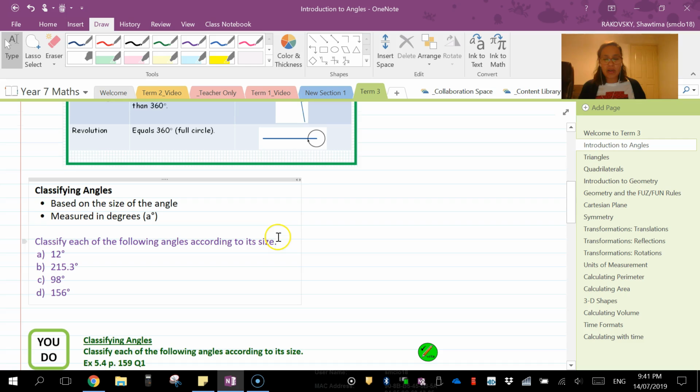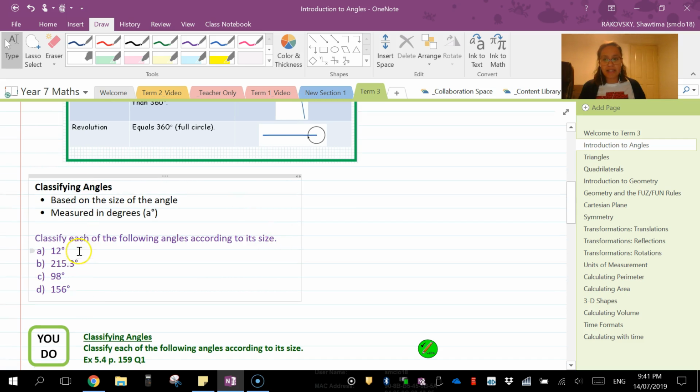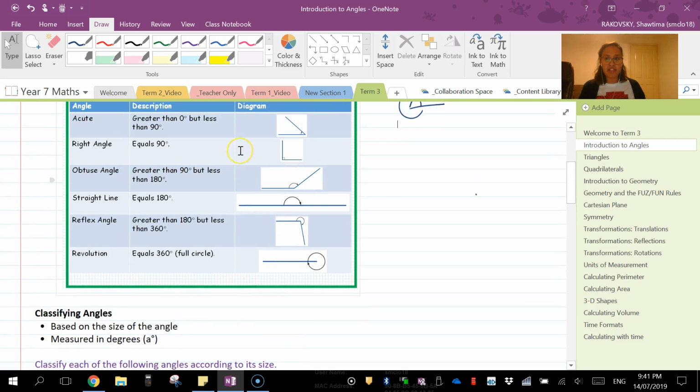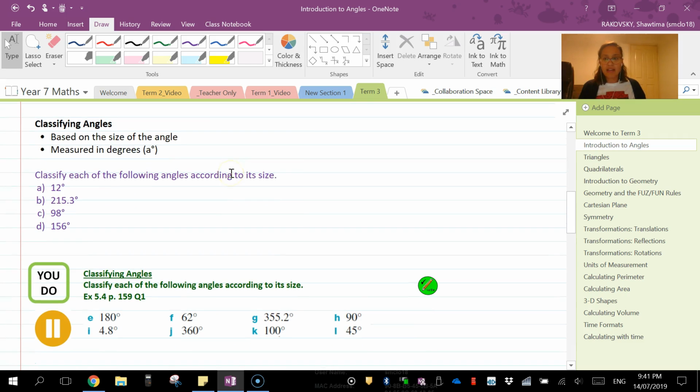Okay, so we're going to classify these angles based on the information in this green box. That might be why it's important to stop your video, pause, write those things down, and so forth, so that you can answer your own questions later. But here's some examples for you. So here we are. I'm going to classify these based on their angle properties.